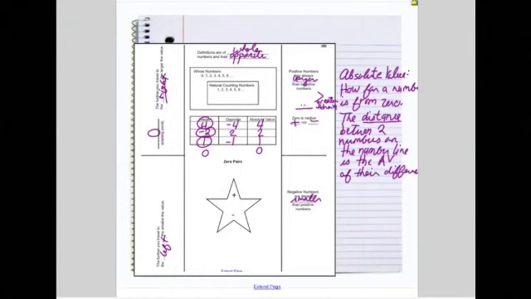One more definition for today is the additive inverse. The additive inverse is the opposite of a number, and a number added to its additive inverse is equal to 0. So the opposite of a number added to the number equals 0.